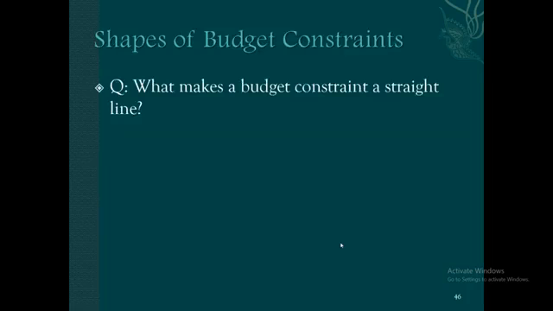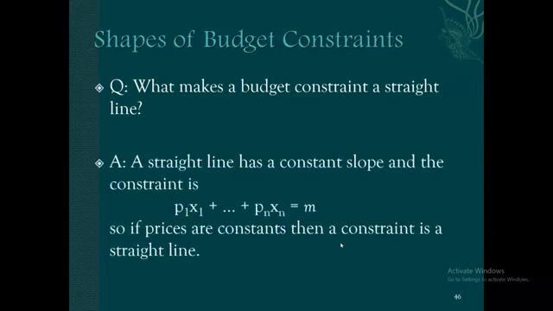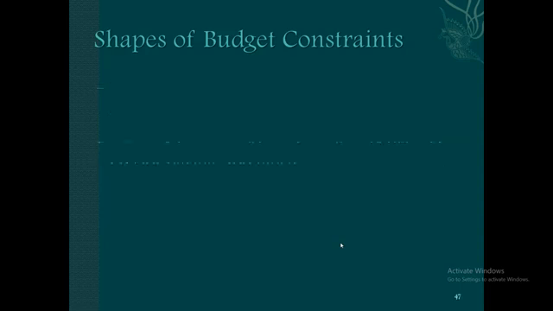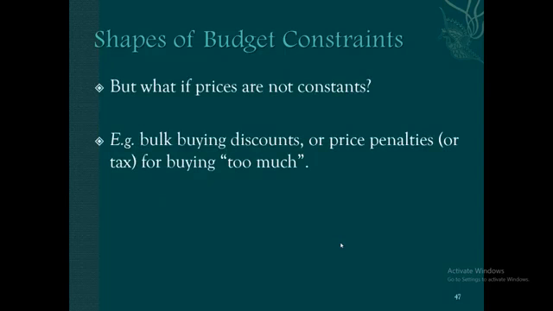So the question is, what makes a budget constraint a straight line? The answer is that a straight line has a constant slope, and the constraint is P1 x1 plus P2 x2 plus etc. plus Pn xn, which is equal to M. So if prices are constant, then the constraint is a straight line. This is the easiest understanding of this problem.